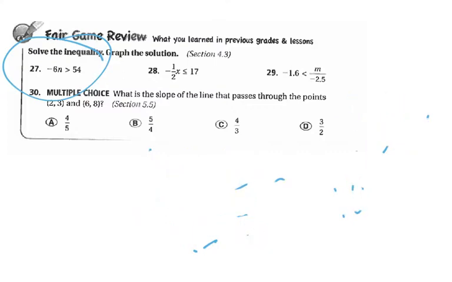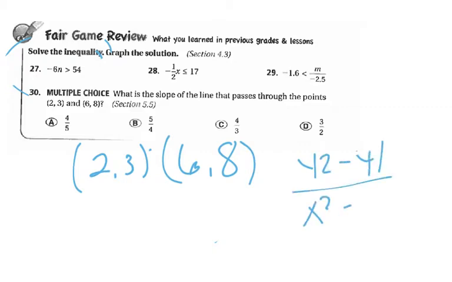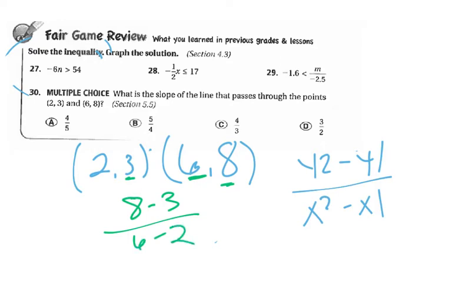I'm going to come down here, and so you can try those other ones, 28 and 29, on your own. And then down here, they want to know the slope of the line that passes through the points (2, 3) and (6, 8). Well, here's where you need to use that y2 minus y1 over x2 minus x1, okay? So y2 is going to be 8, so it's going to be 8 minus y1, which is 3, over x2, which is 6, minus x1, which is 2. So that's going to become 5 over 4, okay, for an answer of B, okay?